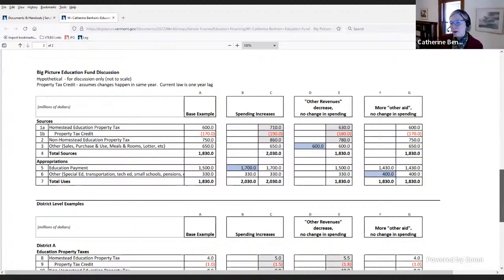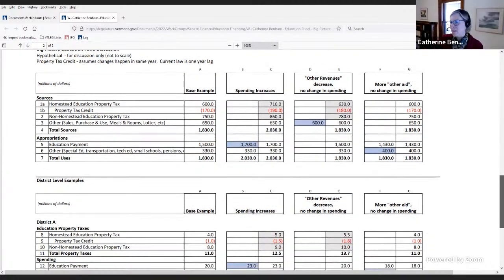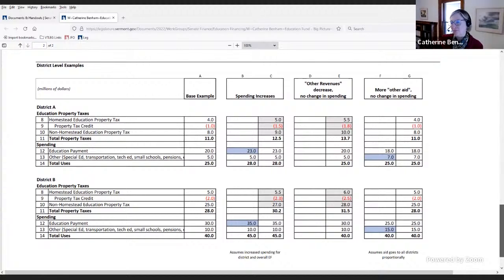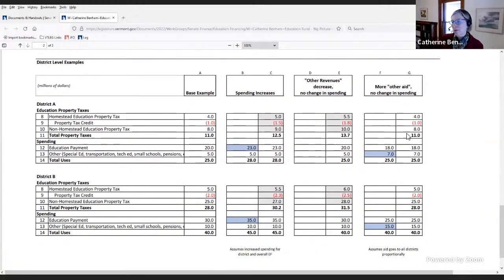What I might do next is walk through just some district examples. It's the same example, but on a district level. So once again, you have this District A and District B, and here is how it plays out in their district. And they're slightly different. They have a different makeup of property wealth and kids, and spending.